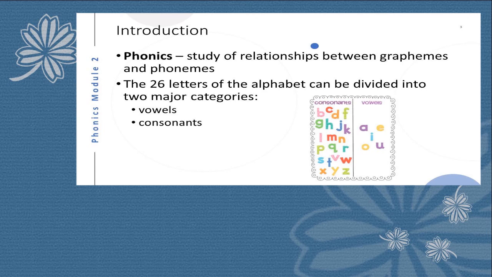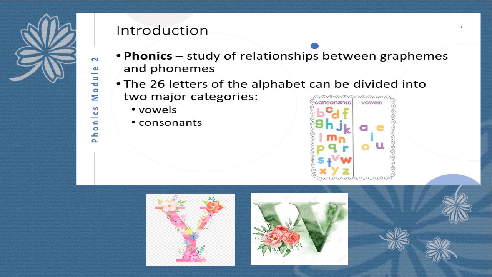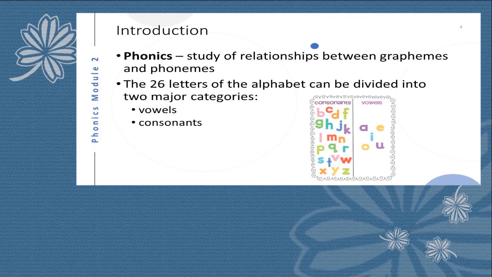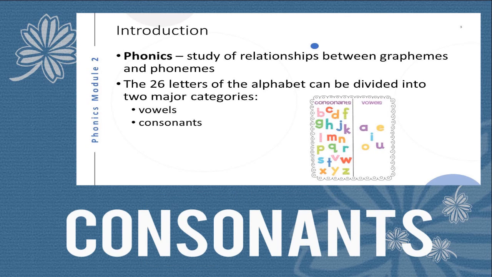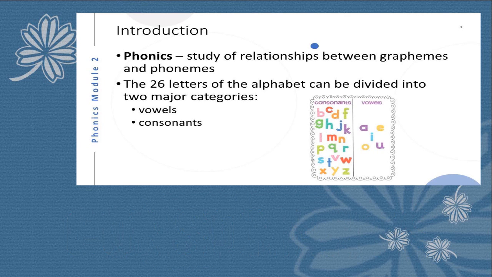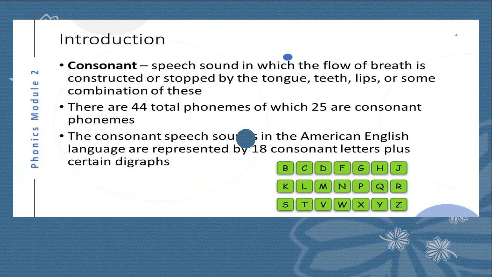There are two kinds of sounds in the English language, consonants and vowels. There is, however, a degree of overlap between these categories. Certain letters, notably the Y and W, sometimes function as vowels and other times function as consonants. In this lesson, we will focus on these two letters as consonants. Consonants are, by definition, speech sounds in which the flow of breath is constricted or stopped by the tongue, teeth, lips, or some combination of these.